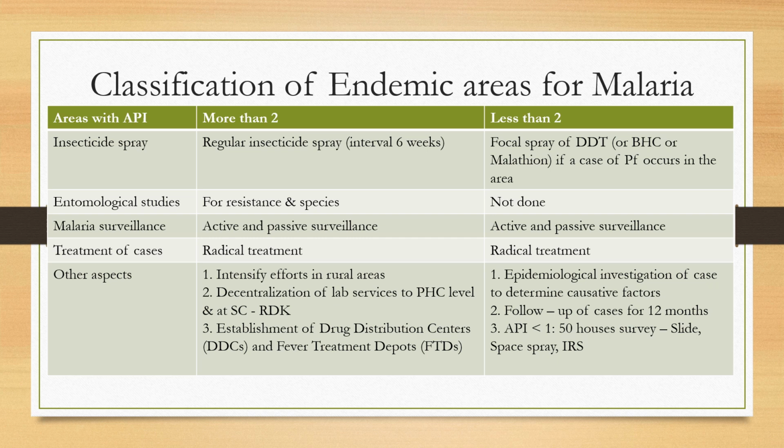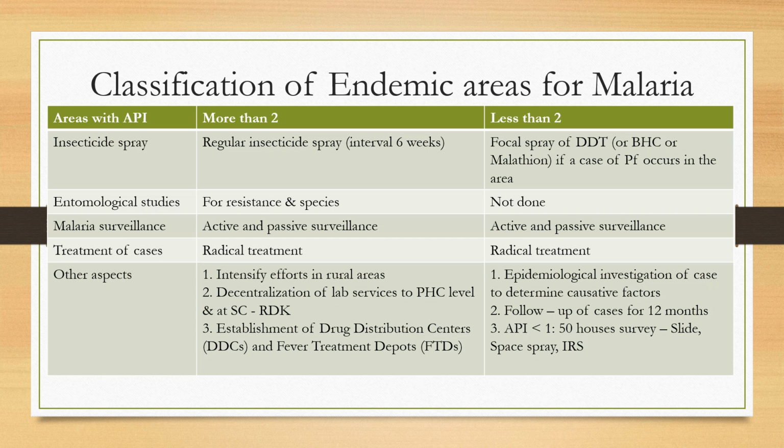Next is malaria surveillance. Both active and passive surveillance are done in API whether more than 2 or API less than 2. Regarding treatment of cases, complete radical treatment is given. There is no scope for presumptive treatment now.